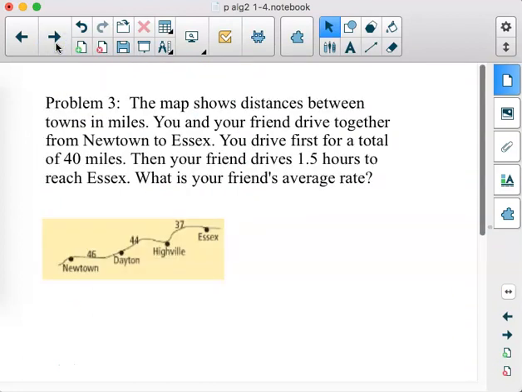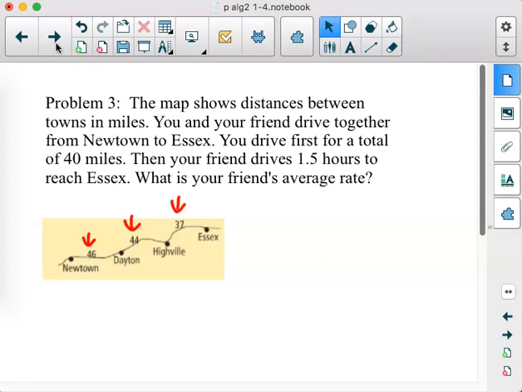So that was a pretty doggone good start for our solving an equation objective, and hopefully you're feeling pretty solid about that. And we get to a word problem, and it says the map shows distances between towns in miles. I see from Newton to Dayton it's 46, from Dayton to Highville 44, and from Highville to Essex 37. You and your friend drive together from Newton to Essex, so all the way across.